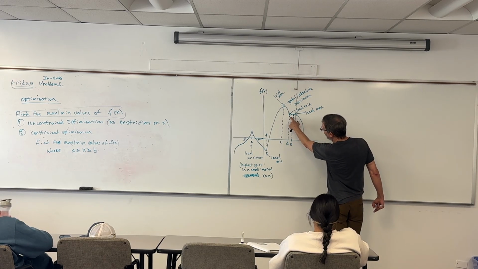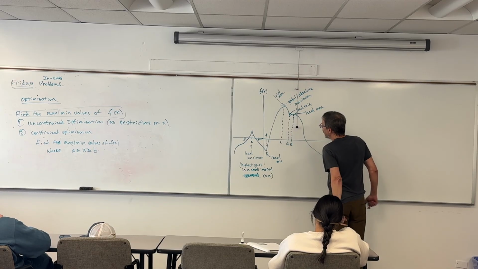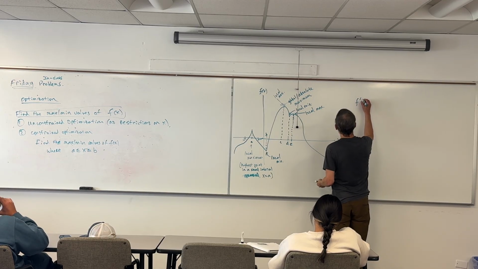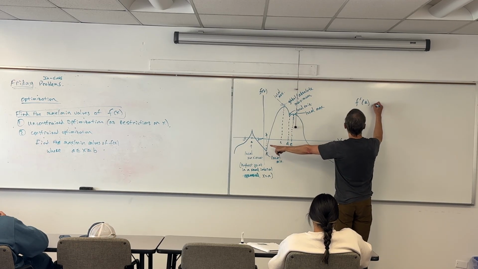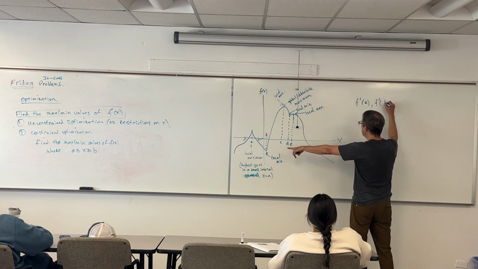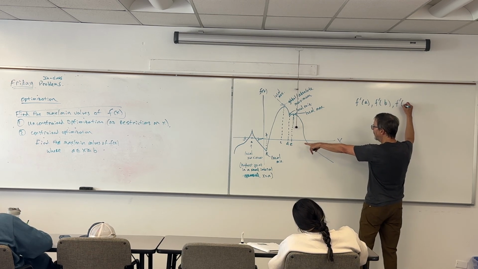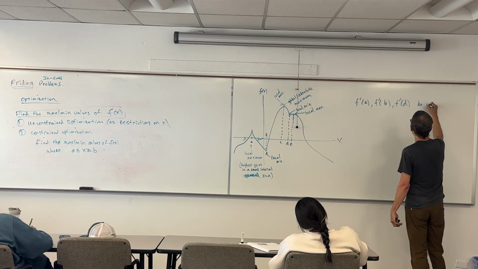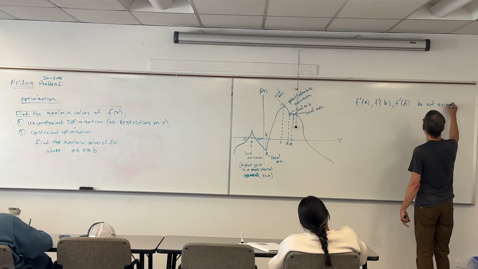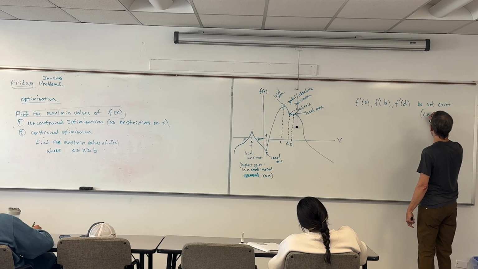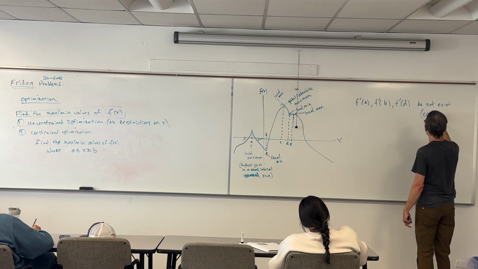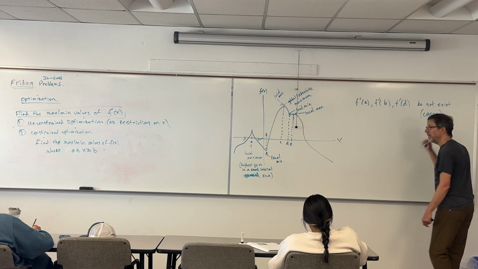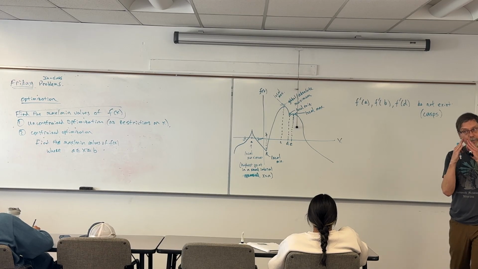That is not differentiable because it's sharp. So the derivative, so f prime of A, f prime of B, f prime of D do not exist. And you might want to put here the nice word cusp. Cusps. Sharp points.